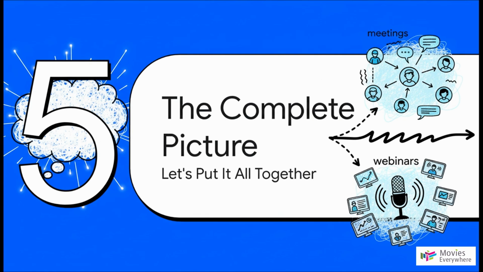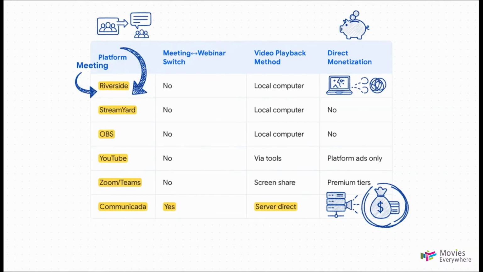All right, so let's get the complete picture now. We're going to put it all together and see how these different platforms really stack up against each other. This is where it all becomes crystal clear. When you lay it all out on a chart like this, the gaps become really obvious. Your broadcast tools like StreamYard, no meeting switch. Your meeting tools like Zoom, no easy switch either, and they rely on screen sharing. And direct monetization is a challenge almost everywhere. But then you look at Communicada, and by design, it's positioned to be a yes in all three of these critical categories.